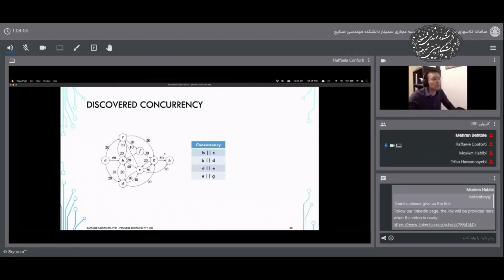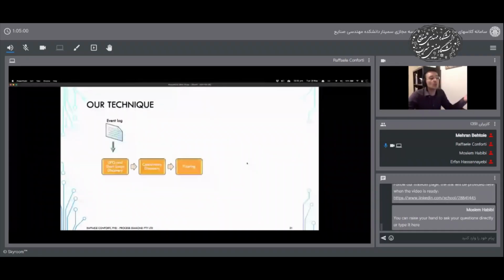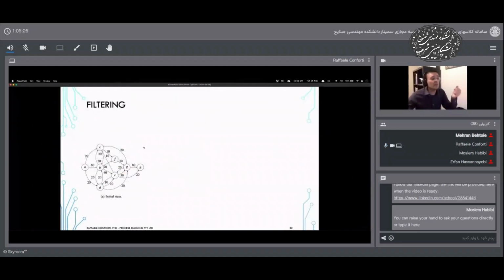So once we have this concurrency, then we try to do filtering. Thank you, Moser. Filtering is always a stage that you do. Sometimes you do it on the event log. I'm aware of at least 4 or 5 process mining techniques that apply some sort of filtering during the analysis. In this case, the filtering is basically removing certain arcs that are infrequent, and we use a threshold.